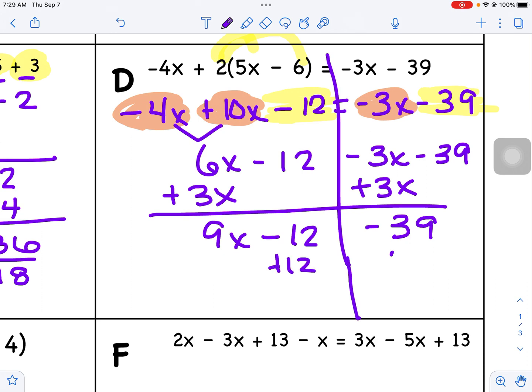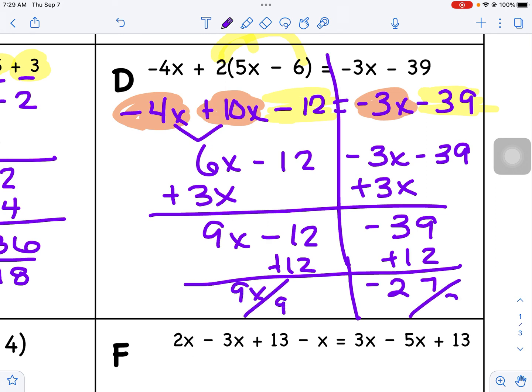Let me draw this a little bit lower. And that's going to be 27, I believe. Yep. And then I have 9x. I divide both sides by 9. And that's going to give me an answer of x equals negative 3, because I know 3 times 9 is 27. Okay.